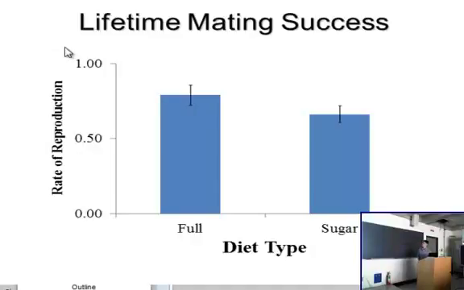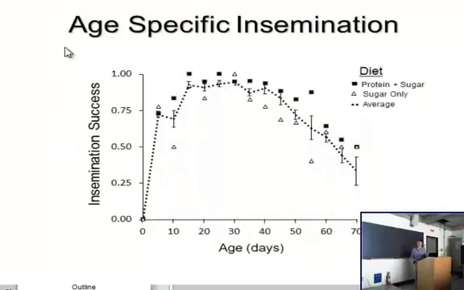A second interesting finding that came out of looking at the age-specific insemination success is that we have actually outlined the entire reproductive ability of a male for most of the lifespan. I had to end it at 7 days because I had to come back to the United States from Mexico. So again, we have the insemination success, the proportion of the males at each age that successfully inseminate a female. And what we see is that across the two diet types, the protein, which is the dark square, and the empty triangle, there's the same pattern regardless of diet.